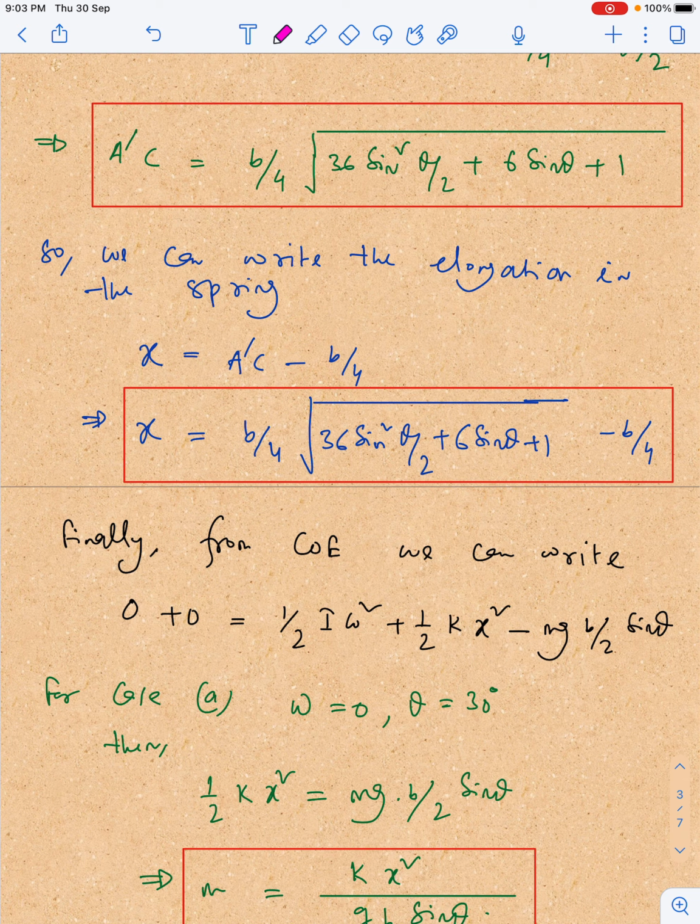Finally, kinetic energy is also equal to 0 since omega is equal to 0. It is at equilibrium position. So only half kx square will be the spring potential energy, and gravitational potential will be minus of mg into b by 2 sine theta.